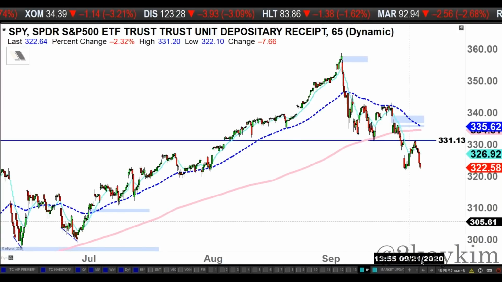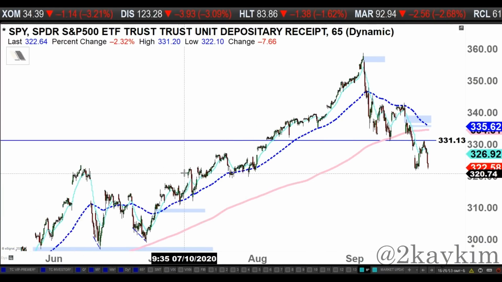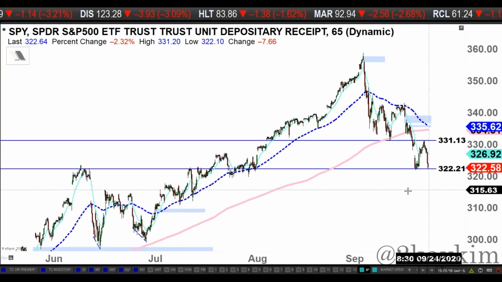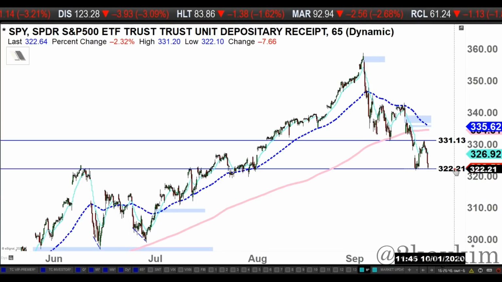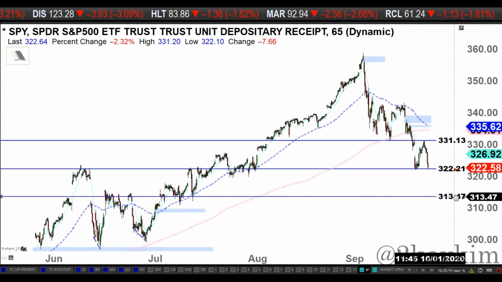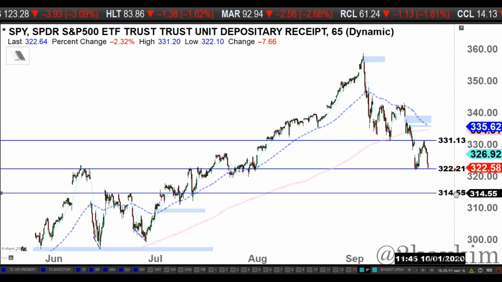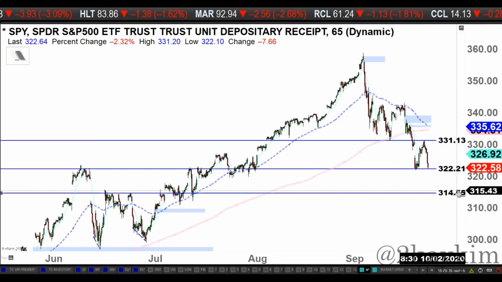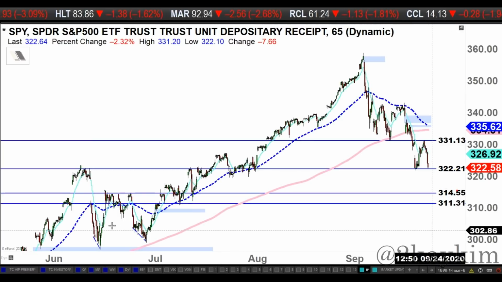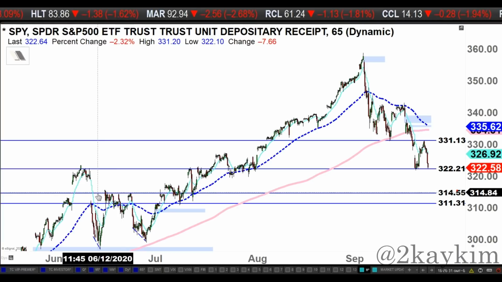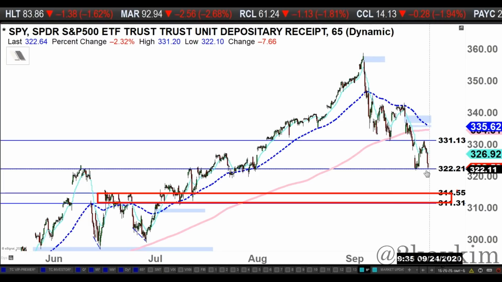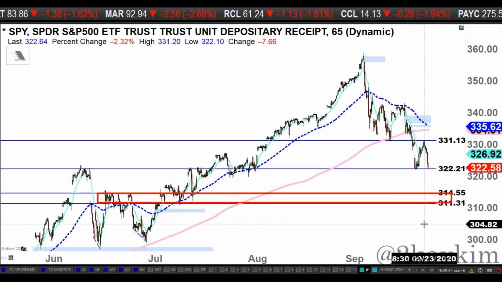It looks like next level support is, so let's actually put this here, that's the current level of support, 322. And I see next level support at about 314. So this is right here, 314 and 311. So let's say 315, 310. That's going to be the next level of support. If we lose 322, there's a good chance 315 and 310 is where this market is going.